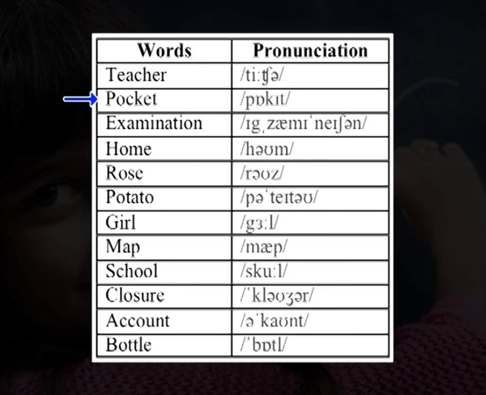The next word is pocket. During the production of pocket, the sounds involved are p, short o, k, short e and t, and we pronounce it as pocket. Then the third word is examination. The sounds involved are e, g, z, a, m, short e, n. Then we have one diphthong, a, sh, short a and n. We pronounce this word as examination.